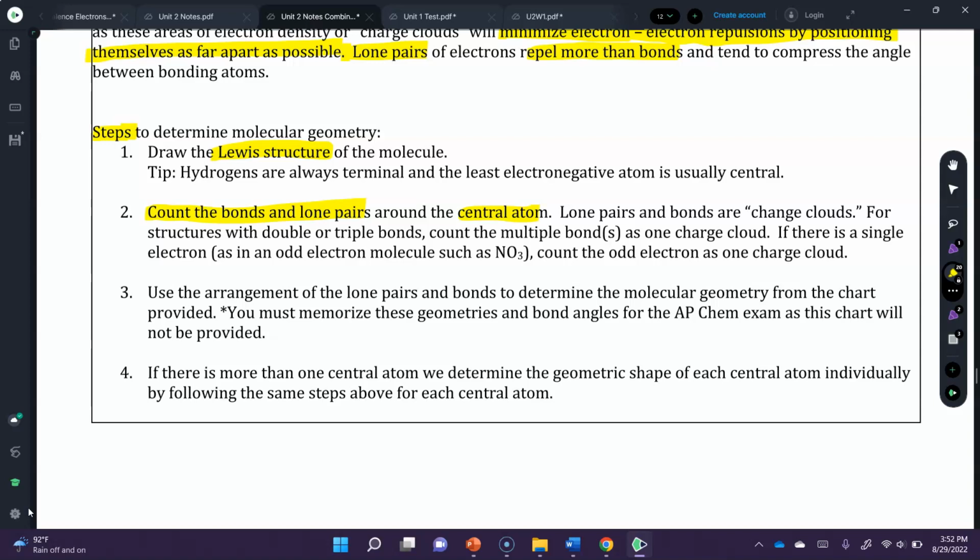Then you use the arrangement of the lone pairs and bonds, and how many you have, to determine the molecular geometry from the chart provided. You need to memorize them, okay? And we'll do a lot of practice with this. So you need to memorize the geometries and the bond angles, because the charts are not provided. If there's more than one central atom, we determine the geometric shape of each central atom individually by following the same steps as listed above.